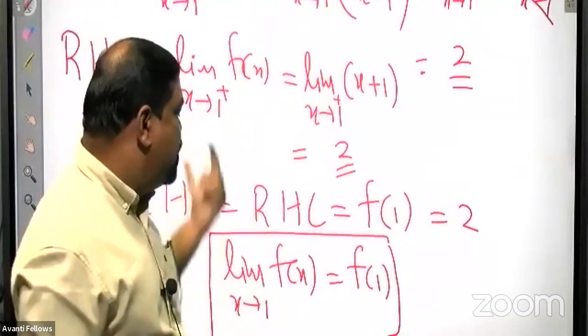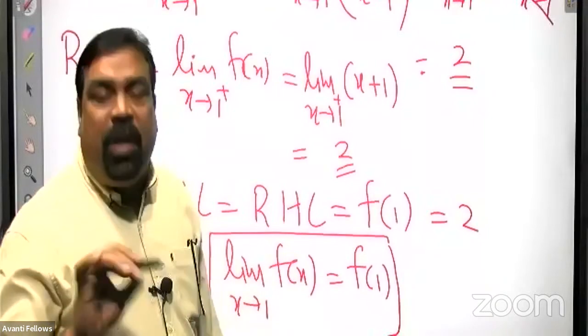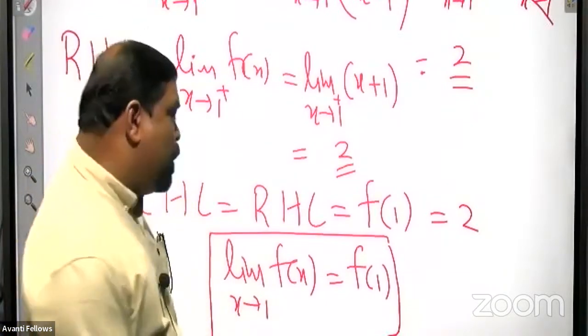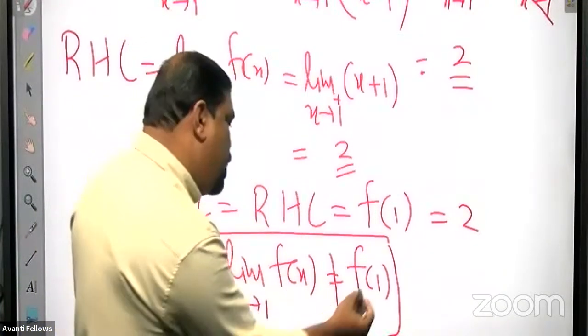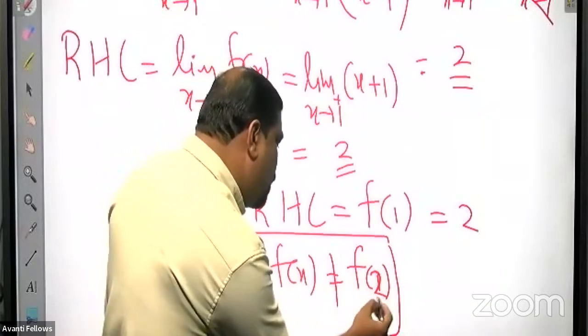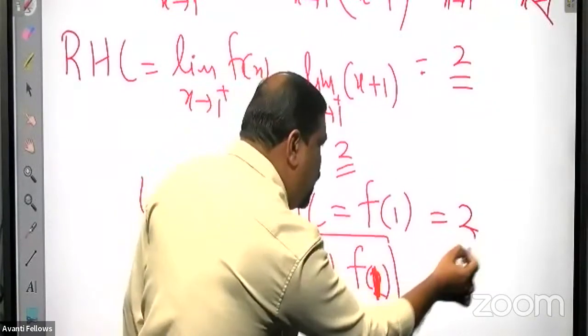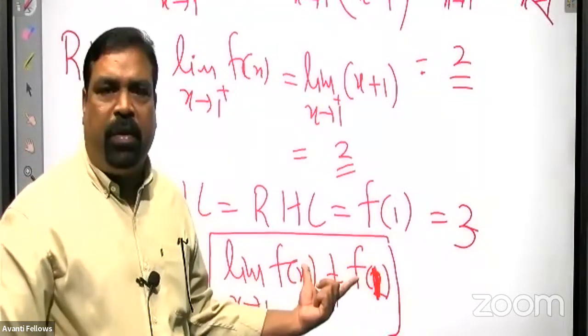That means LHL and RHL are equal, but the value of the function is not equal at that point. So in that case, the function is not continuous. In the second case, LHL and RHL are equal, but the value of the function is not equal to f of 1. f of 1 is given as 3 in the second case. So in the second case, this function is not continuous at the point 1. Clear?